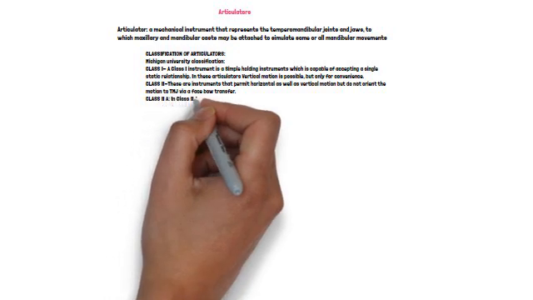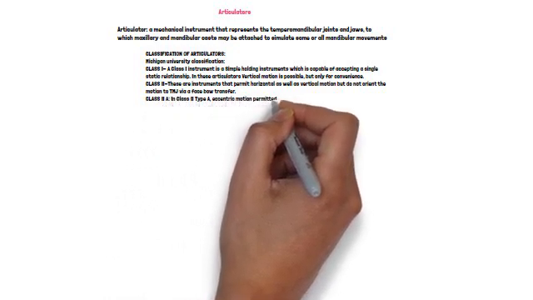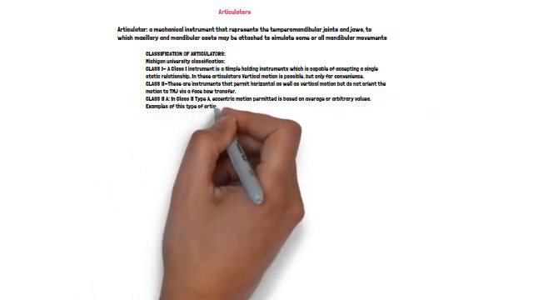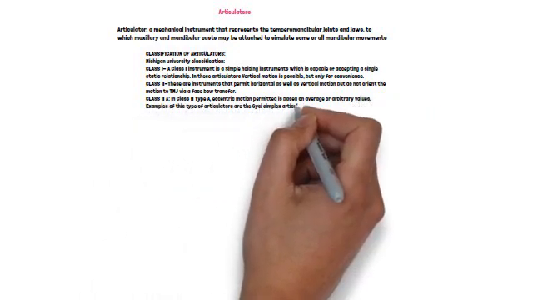Class IIA. In Class II Type A, the eccentric motion permitted is based on average or arbitrary values. Examples of this type of articulator are the Gysi Simplex articulator and Gridman.